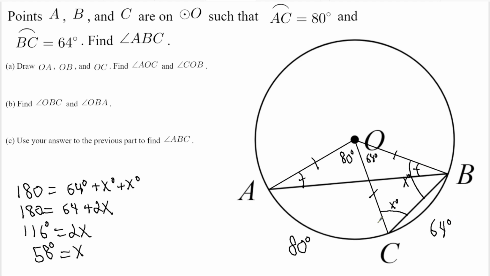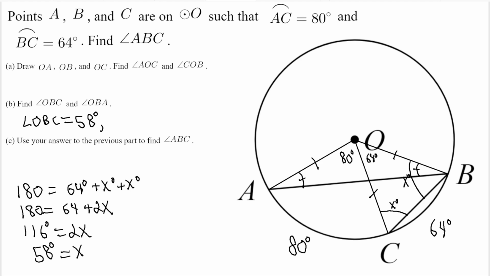And again, that x represents our angle OBC. So angle OBC is 58 degrees. All right, now we want to find out what angle OBA is.